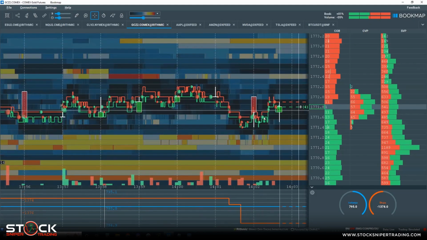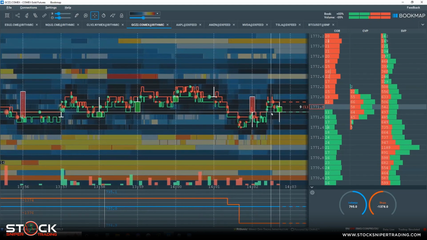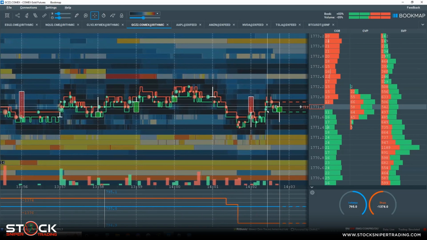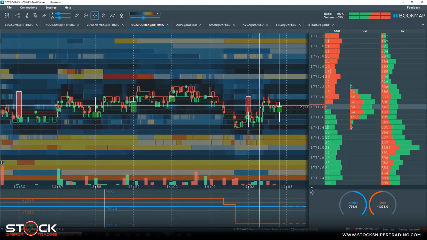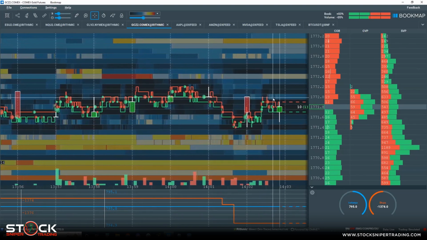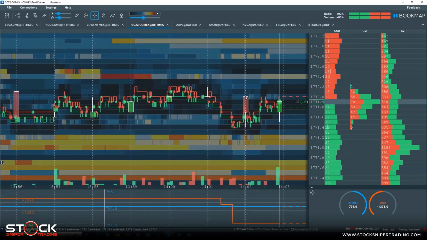Okay, well, let's look, first off, what's inside of this candle right now? There's buying and selling inside of it. So that's not really telling us much, but if we get more buyers at the top of this candle, here they are.